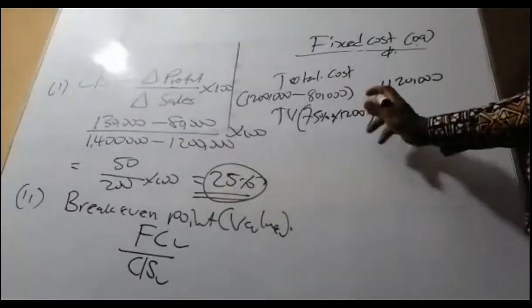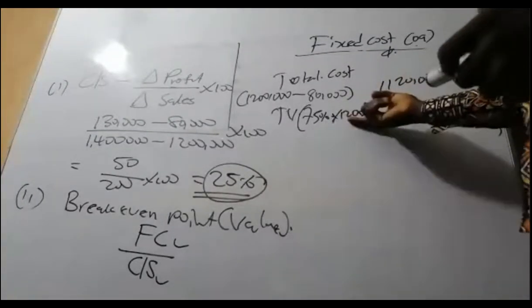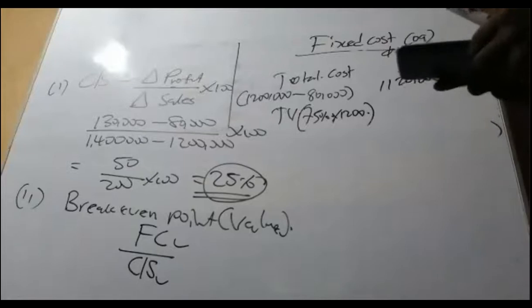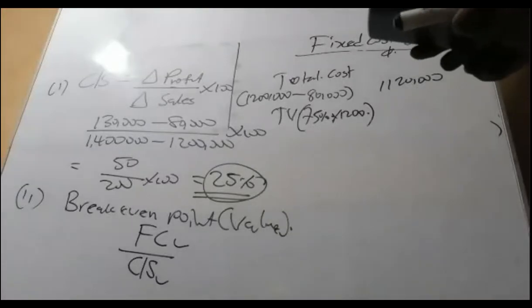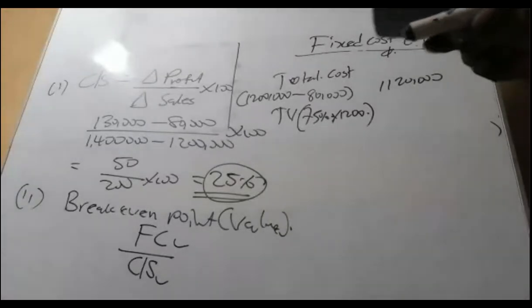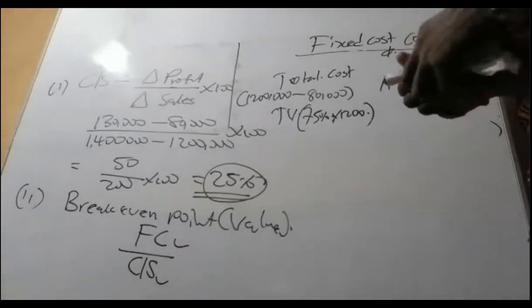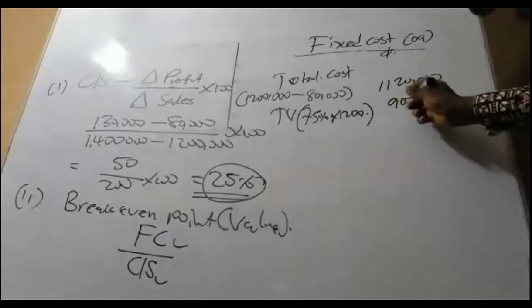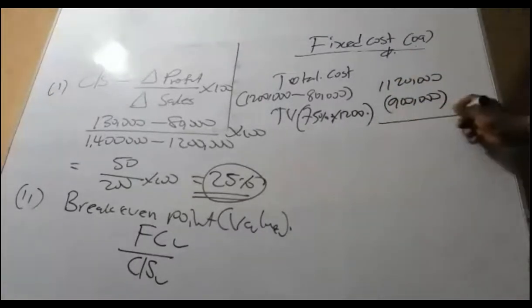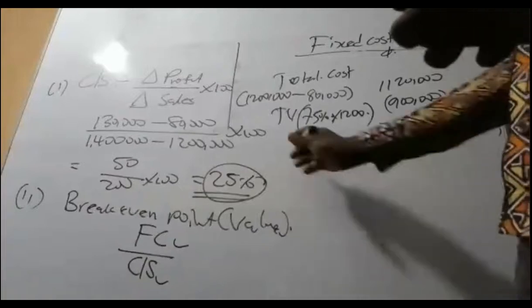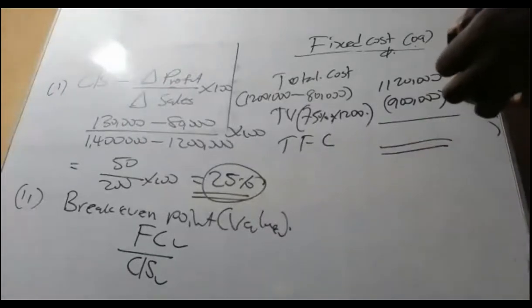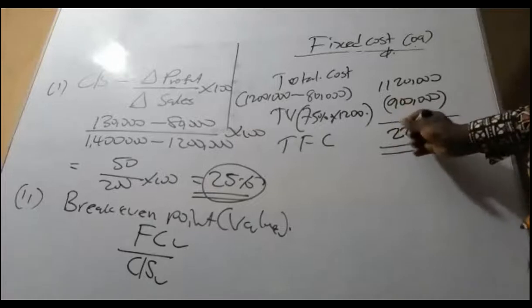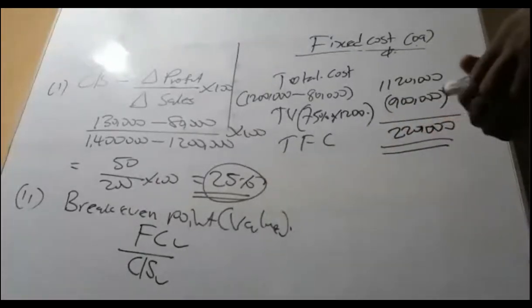So 75% of 1.2 million will give us the variable cost. So 0.75 times 1.2 million, that's 900, right? Good, I like the answer, 900, so 900,000. So what's the total fixed cost? The total fixed cost will be TFC, total cost less the total variable cost. So that will give us 220,000. Agreed, that's 220.